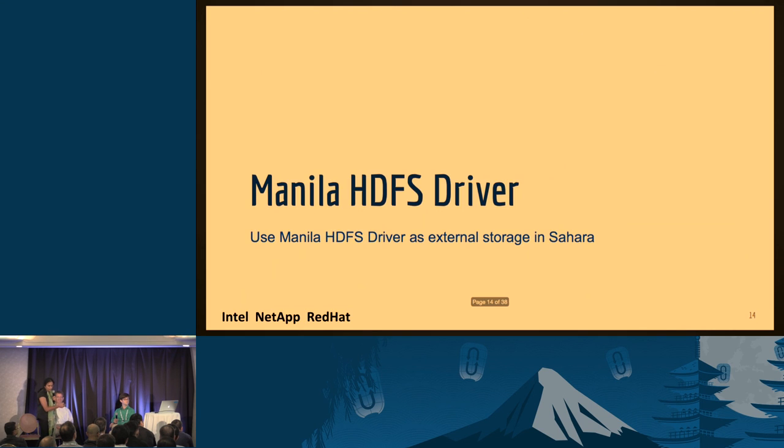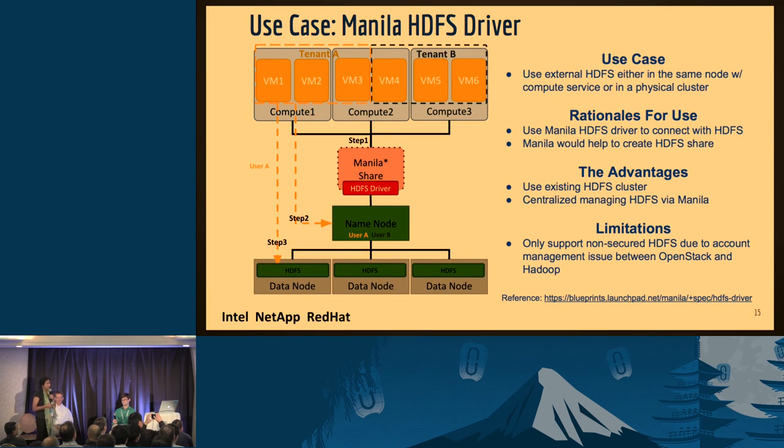Okay, so Manila HDFS driver. How does it look? Think about a cluster in your cloud, multiple compute nodes, each of them may be hosting multiple virtual machines, and then they're all going to talk to your Manila file share system, which has the HDFS driver in it. That goes to a name node, it goes to different data nodes, all of that is accessible to your computes up there. So essentially you have an HDFS system that's external and you are accessing it, and the Hadoop file system, it's out there, it's connected to your VMs, and Manila basically helps you share that data.